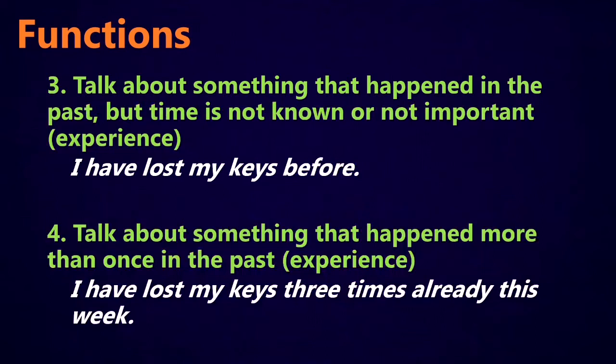So reason number 3 and reason number 4 are very similar to each other. It's just that reason number 3, something happened 1 time in the past, but we don't know or don't care when. And reason number 4, it's happened more than 1 time in the past. And so these reasons for using the present perfect are the same reasons that people will often use or hear the present perfect, for example, in a job interview.